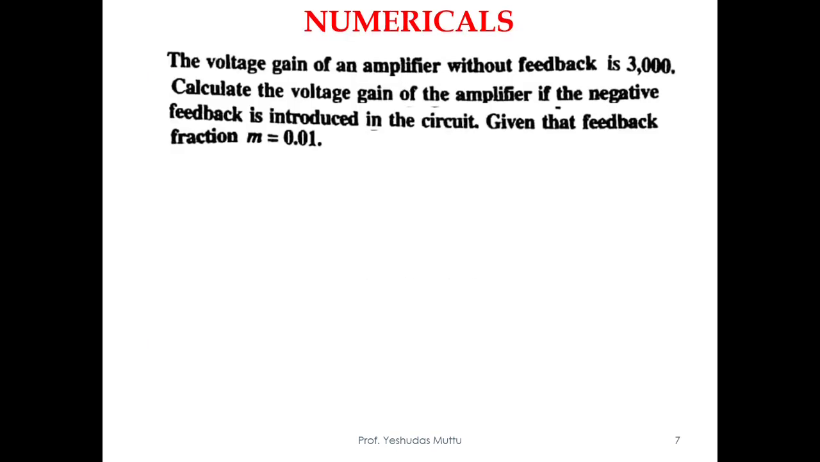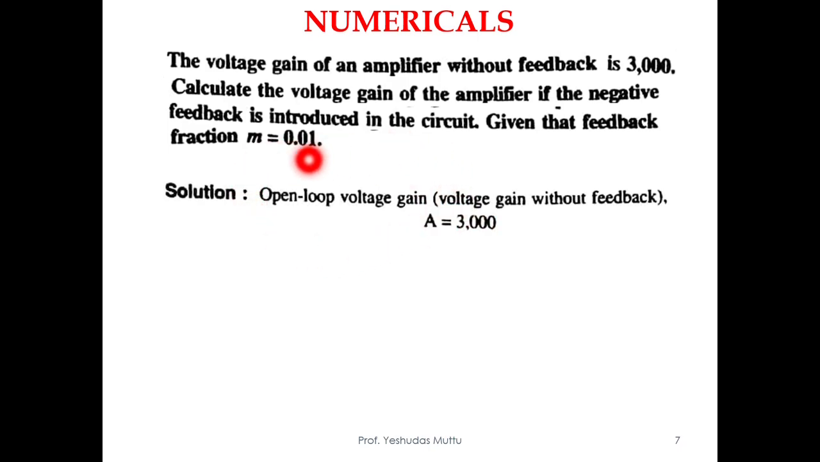Let's start with numericals. Let us read it. The voltage gain of the amplifier without feedback, capital A, is given to you as 3000. Calculate the voltage gain of the amplifier if negative feedback is introduced in the circuit, which means AF is asked. Given that the feedback fraction is 0.01. Now what is this feedback fraction? It is basically beta. They will give you different symbols over here, but please note that whenever it is said feedback fraction, it is beta.